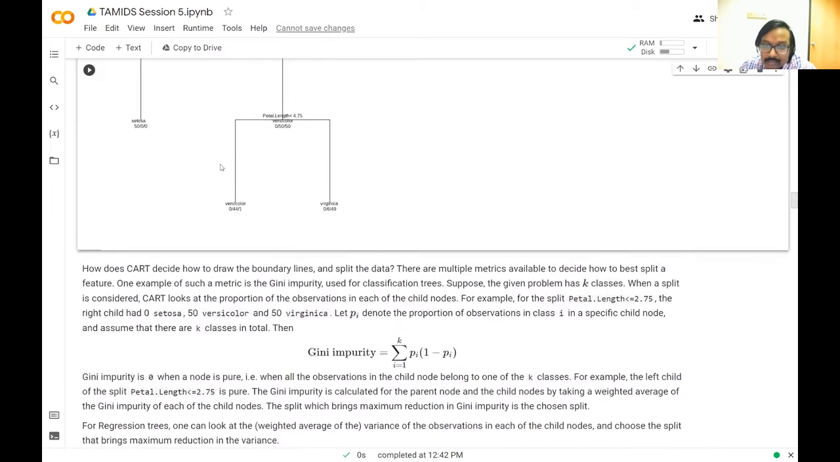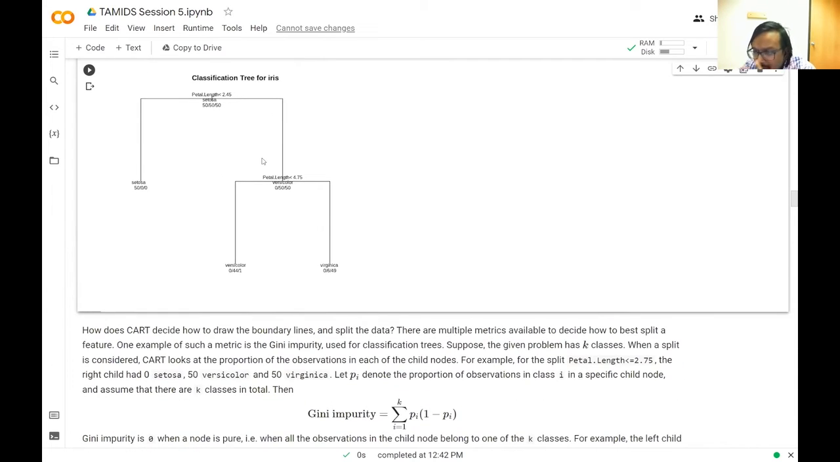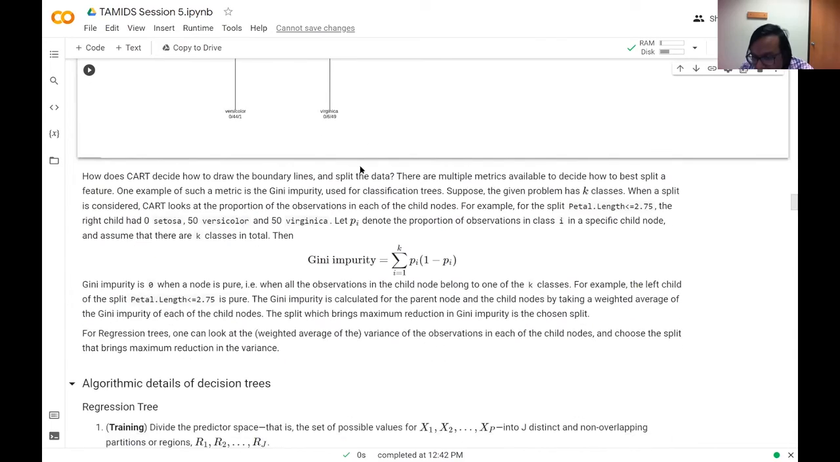So this is for classification. But for regression, we are not going to have exact classes here. We are going to have continuous values. So what we can do is look at the variance of the observations in each of the terminal nodes, or each of the child nodes. The lower the variance, the better the grouping has been done. So we are looking at the split with the best improvement in variance if we are doing a regression tree.